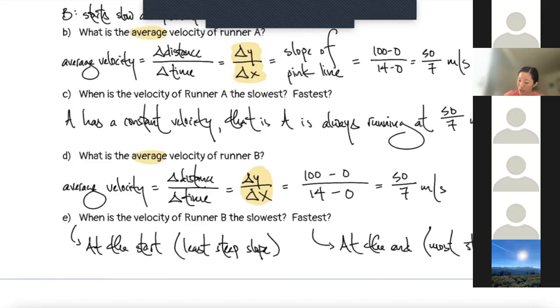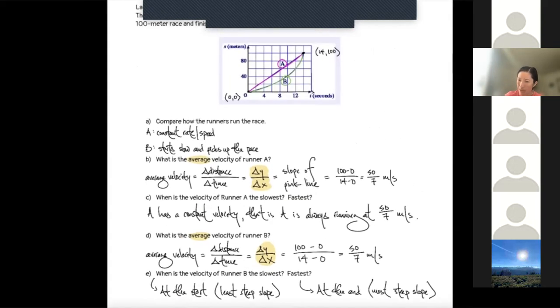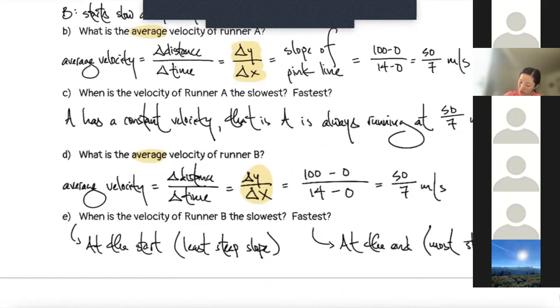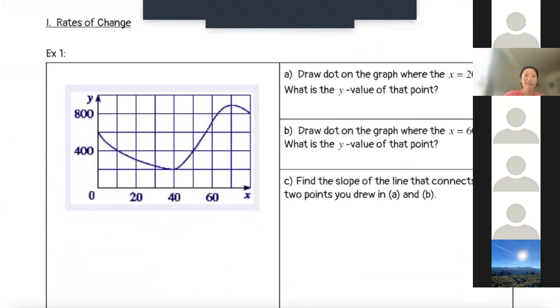Okay. And so this should be something that maybe you've seen in middle school or high school, thinking about being able to read a graph. And that would be one really important skill for you to practice, okay? But for right now, we are gonna move on to rates of change, okay?